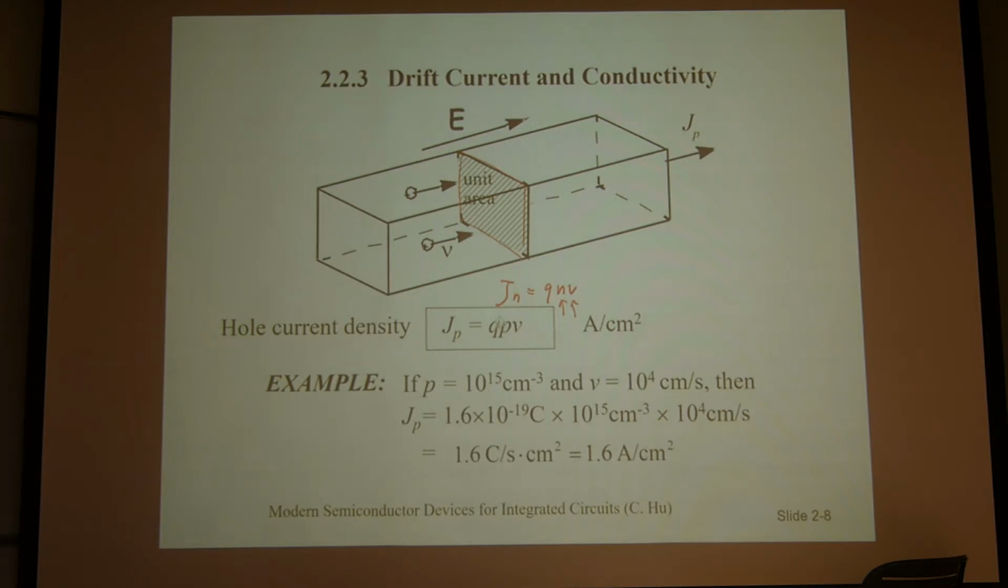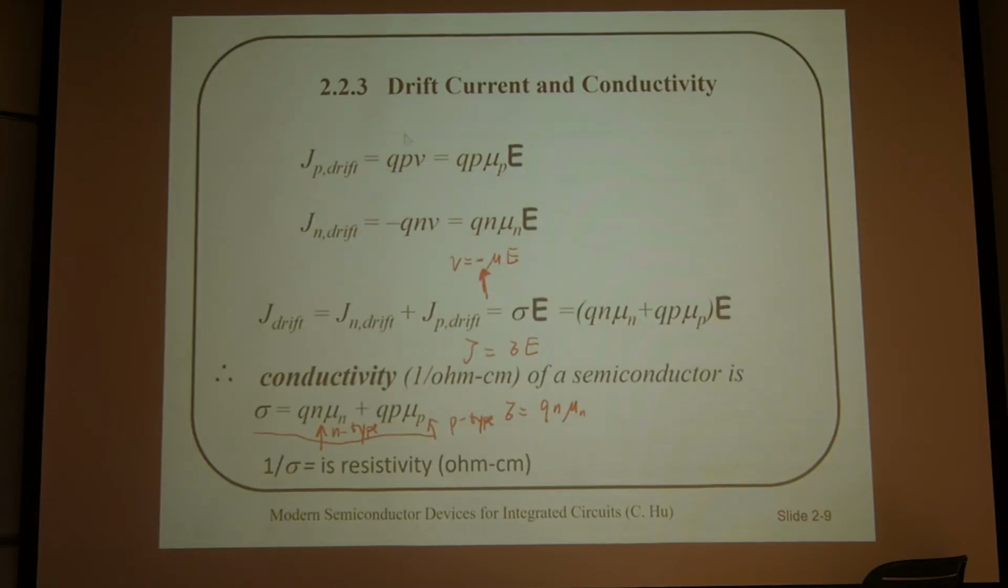Essentially, as I said, for the current you think about two factors to determine the current density. One is how many carriers, electrons or holes, are there, so that is the N or P, and then how fast they move, that is the velocity V there. So you will have those in this equation. So this is the drift current.